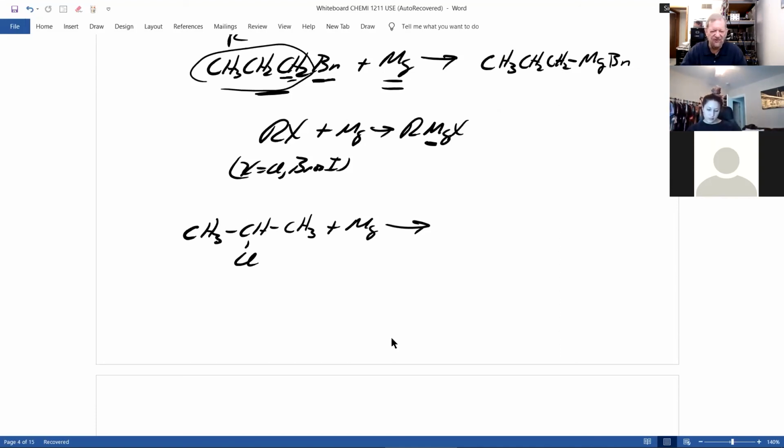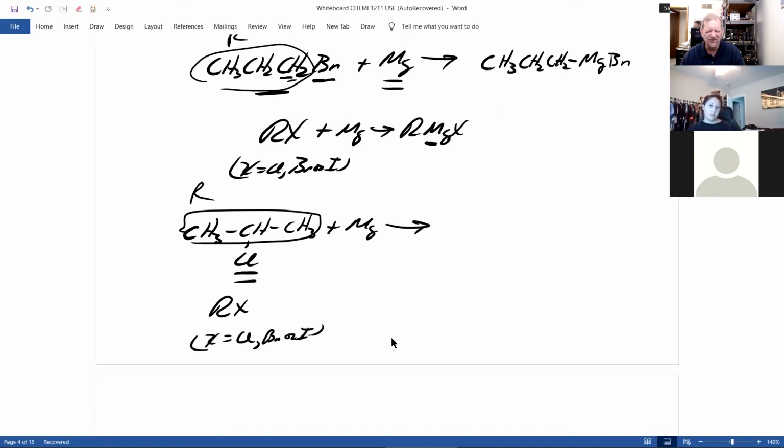All right, I think everybody's done. Let's take a look at this. What's different? What's not carbon? What's not hydrogen? Oh, a halogen, chlorine, on a carbon. Here's my R group. And X can be chlorine, bromine, or iodine. Isn't this an easier reaction? You can say no, it's allowed. And you get the Grignard reagent.